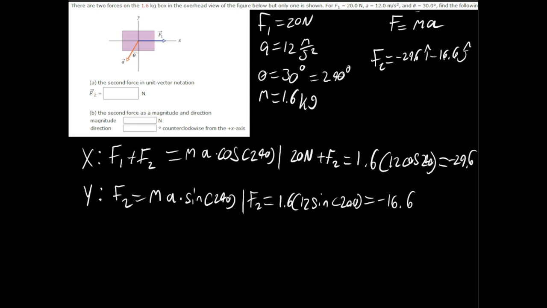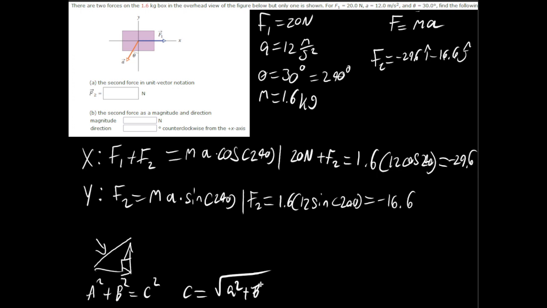Now it asks us, what is the magnitude? Now to find the magnitude of this, we have it at some unknown angle, but we have the x direction and the y direction, and we're asked to find the magnitude. So what we can do here is, we know this would form a right triangle. So a squared plus b squared equals c squared. So c equals the square root of a squared plus b squared. And this right here would be the magnitude.